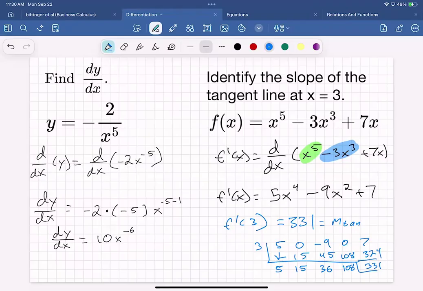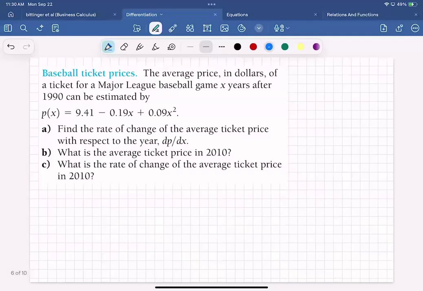Any questions with that? Or concerns? Or we go with the derivative? That's definitely the important part here. Well, let's look at something else then. What if I gave us this application problem? Talking about average price of baseball tickets.